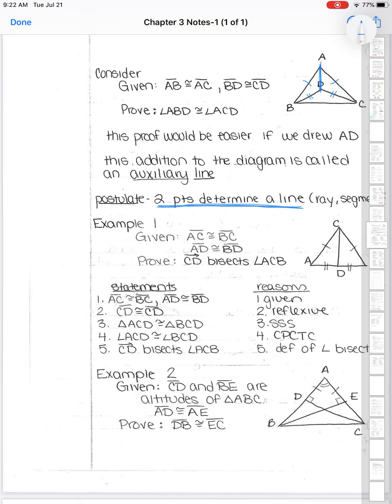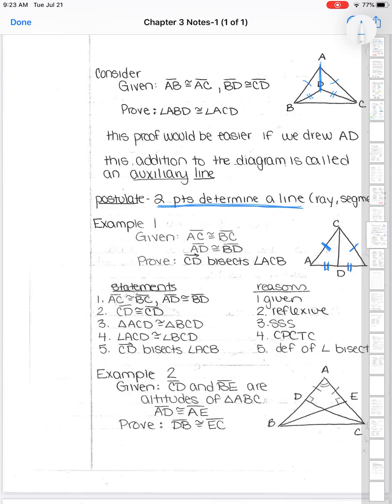So this addition to the diagram is called an auxiliary line. And you're going to be able to draw lines in there. The postulate that's associated with it is that 2 points determine a line. And this is what you'll be writing in a proof if you ever choose to add a line into a problem to make it a little bit easier for yourself. All right, so let's try example 1. We're not going to use that mentality yet, but we will in a future problem.